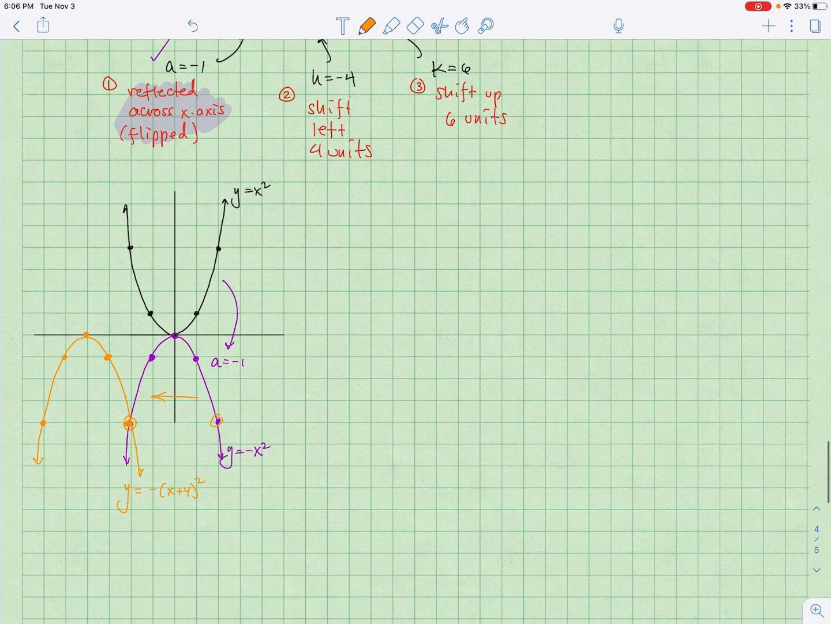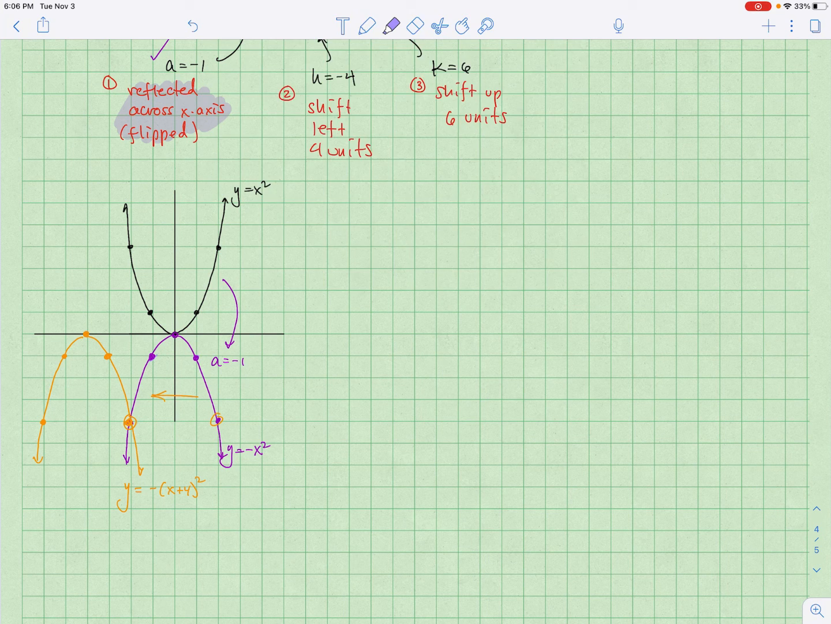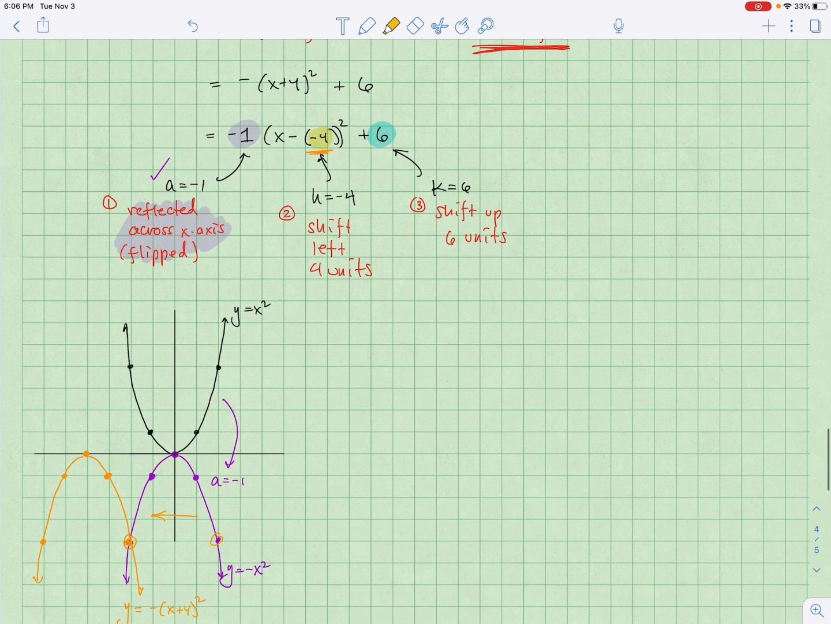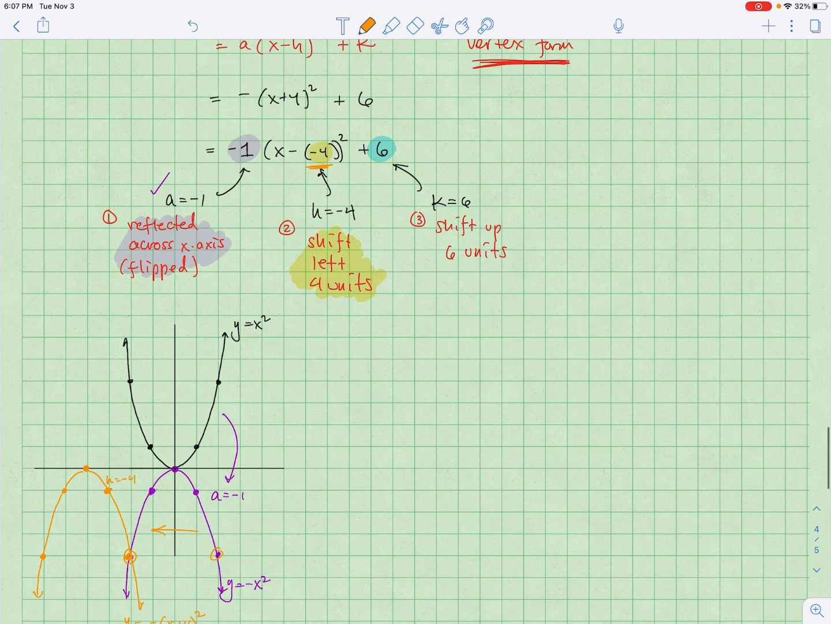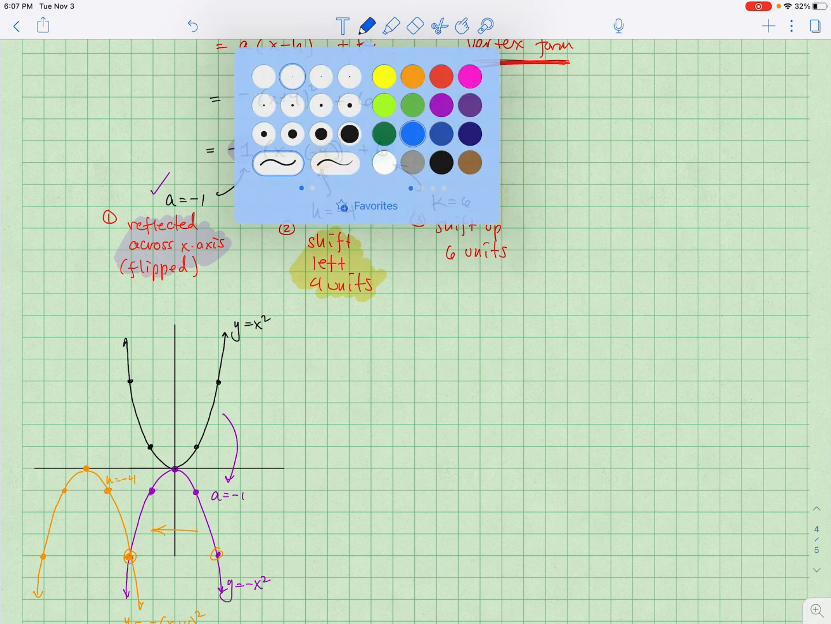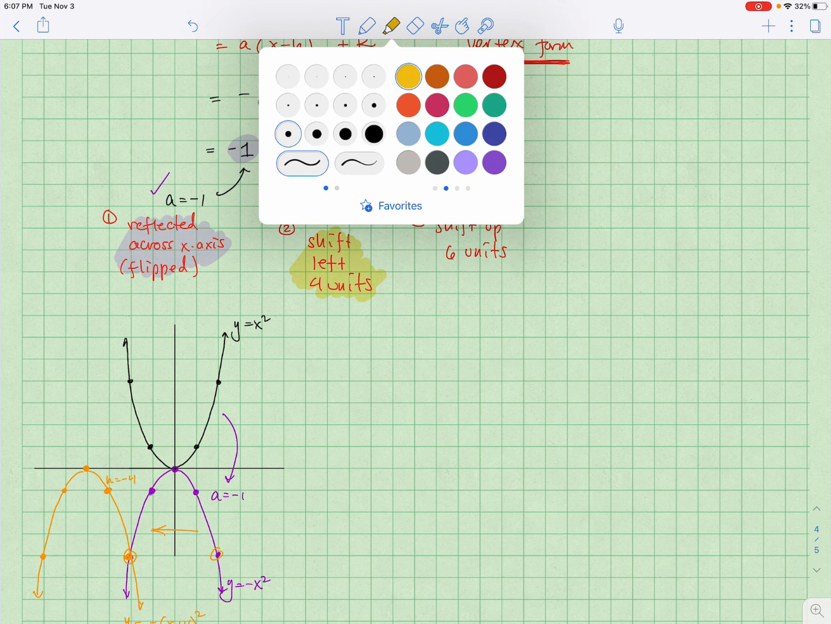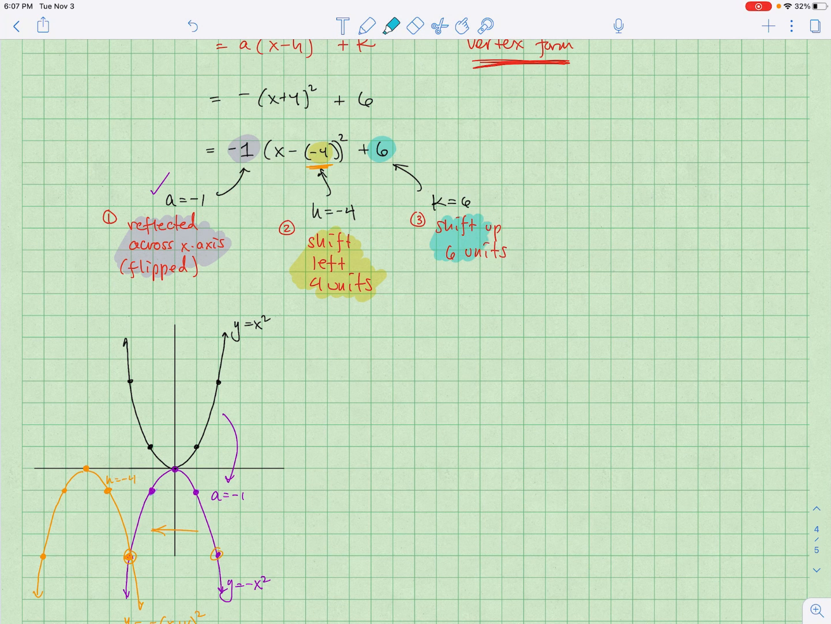And then the last thing that we need to do, let me go back to my color coding. We've taken care of that. That was the h equals negative 4. And the last thing that we're going to do, in blue, is shift everybody up 6 units. So I'll take this one here and shift it up 1, 2, 3, 4, 5, 6 units.